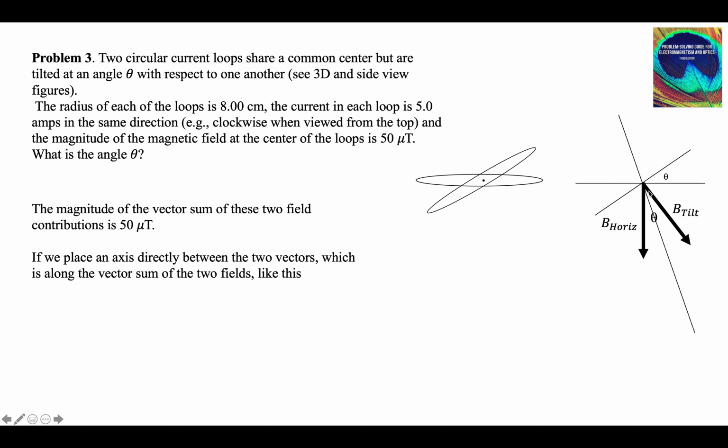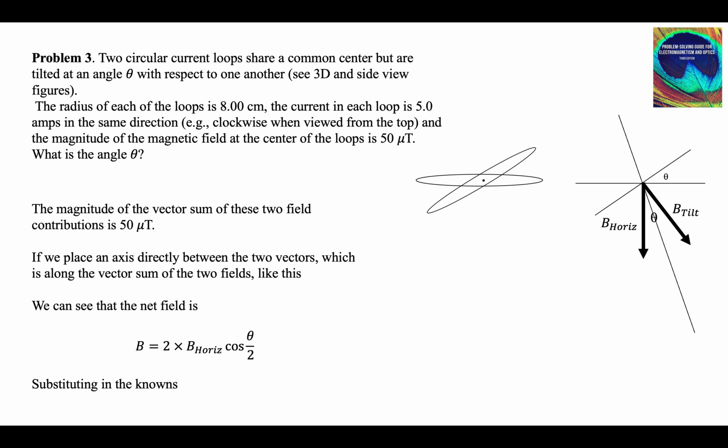So the component of B horizontal along this axis is B horizontal times cosine theta over 2. Same thing with the tilted one. So the net field is 2 times B horizontal cosine theta over 2, or 2 times B tilt cosine theta over 2, because B horizontal and B tilt are the same.